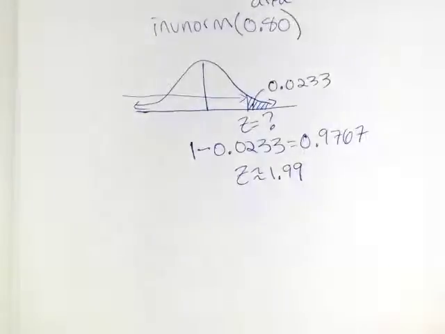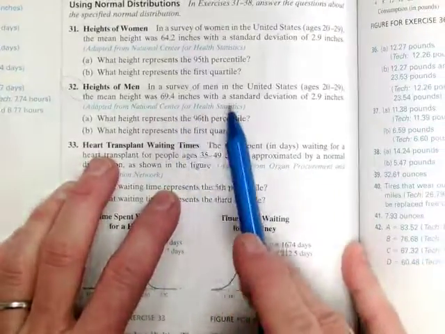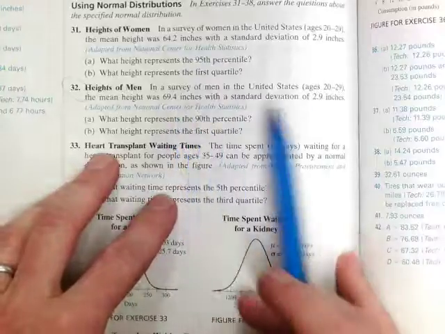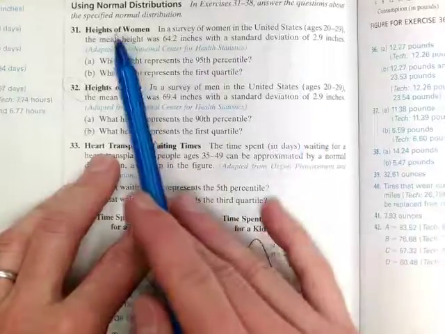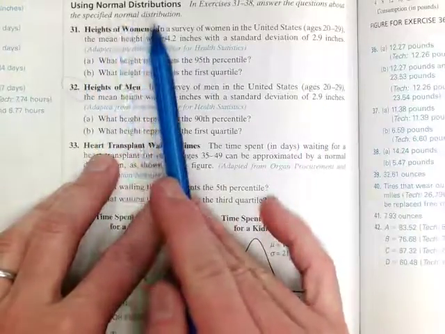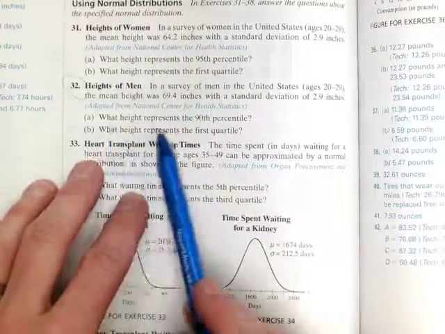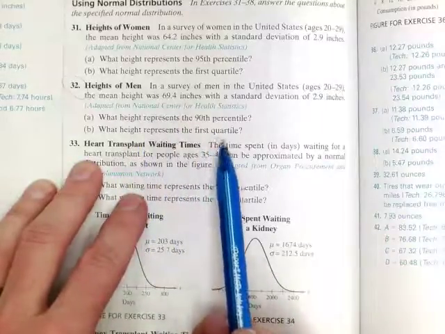Okay, now let's take a look at an application problem for the inverse normal function. Okay, heights of men. In a survey of men in the United States aged 20 through 29, the mean height was 69.4 inches with a standard deviation of 2.9. Okay, and we're told in the instructions that this is a normal distribution. So answer the questions about the specified normal distribution. Part A, what height represents the 90th percentile? And part B, what height represents the first quartile?